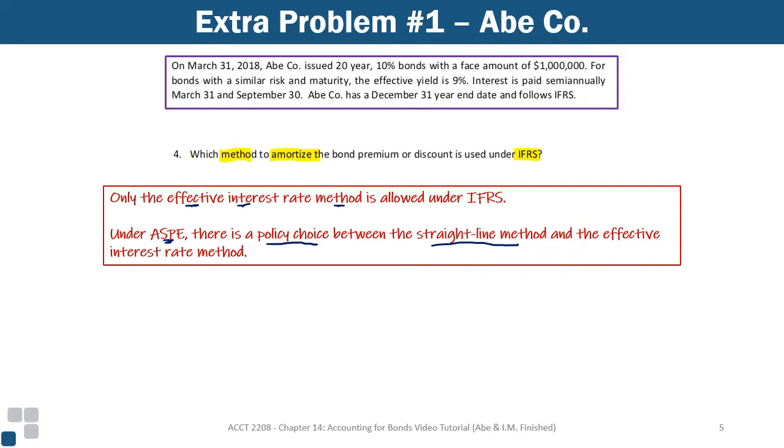Pretty much all the work we're going to do is using the effective rate method because it's a little bit more challenging. The straight line method takes the premium or discount and simply divides by the number of payments, and that's it. So there's no having to constantly calculate the amortization of the premium or discount, and you don't need an amortization table if you use the straight line method. Because effective interest rate is a little tougher, that's the one you should be prepared for.